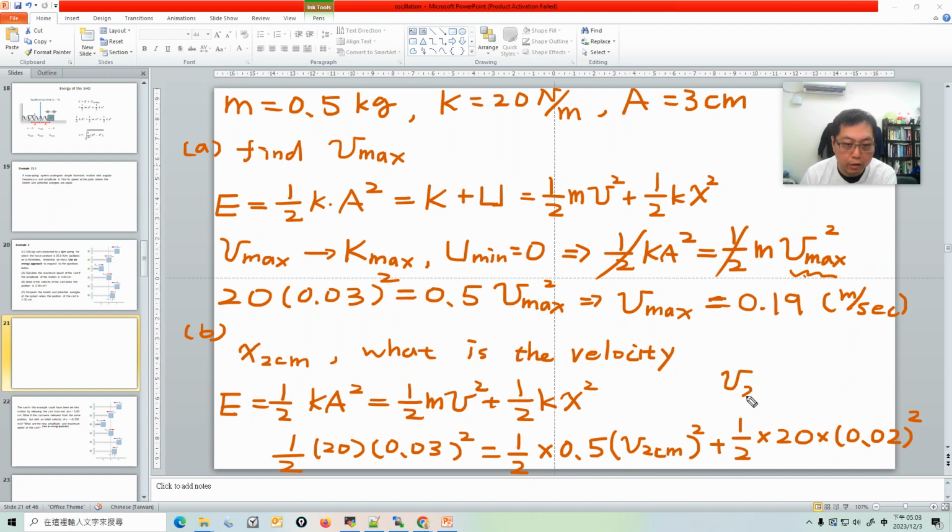So the answer for v at 2 centimeters, let me do the calculation. First, 10 times 0.03 squared, minus 0.5 times 20 times 0.02 squared. Then I have to multiply by 2, divide by 0.5, and take the square root. The answer is 0.141.